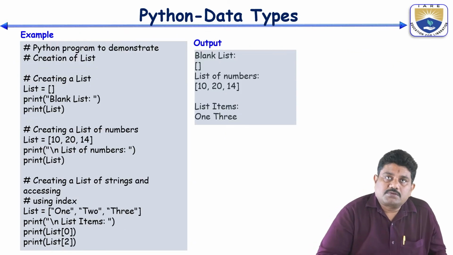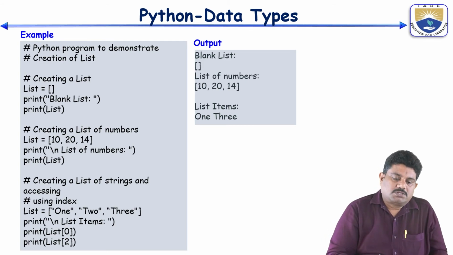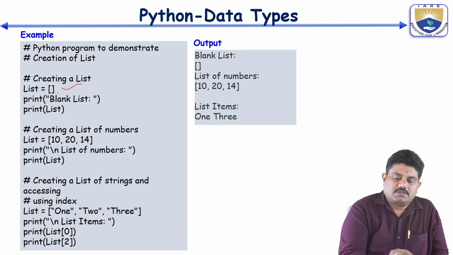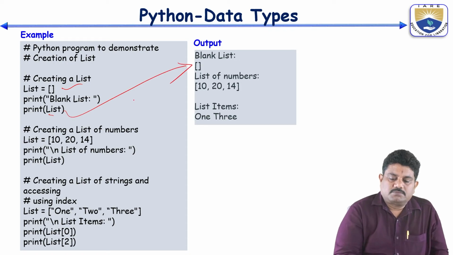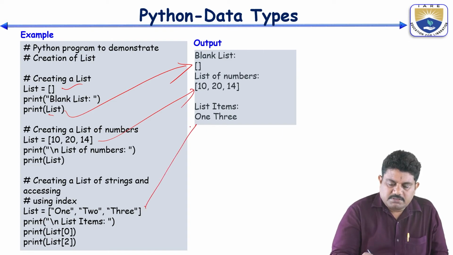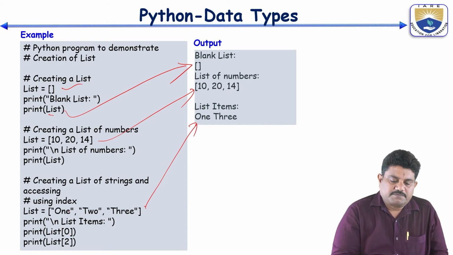Not only that, we can also create an empty list or a blank list. No problem, that is also possible. See, creating a list without any values and printing the list here, it prints like this, so there are no values. And creating a list with numbers, it prints like this. And creating a list with strings, and I'm accessing list of 0 and list of 2. What is there at list of 0? At list of 0, 1 is there. At list of 2, 3 is there.